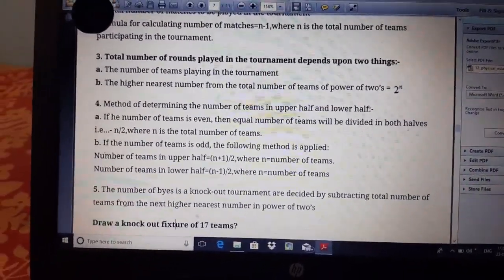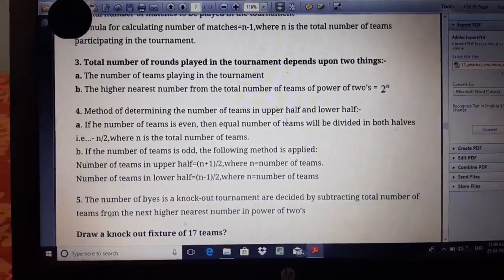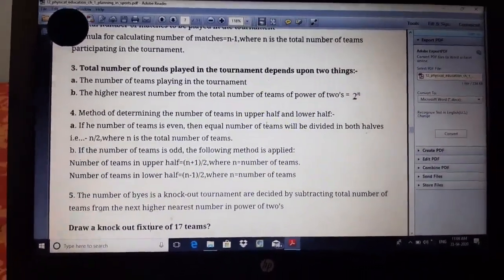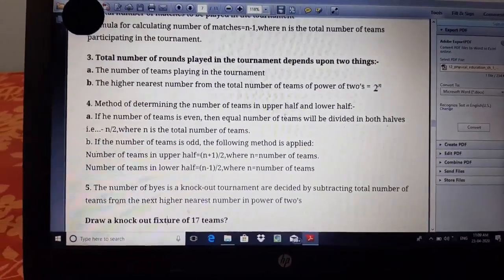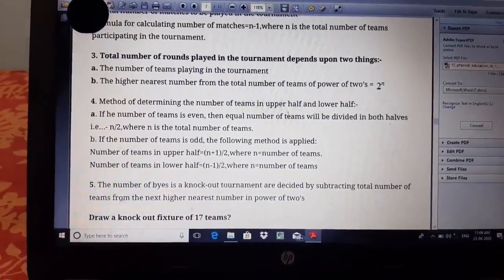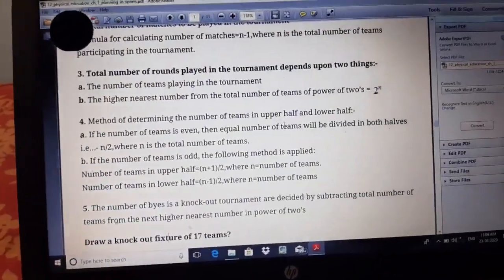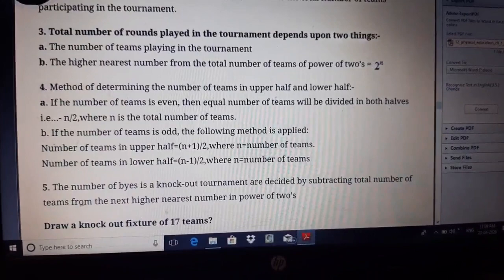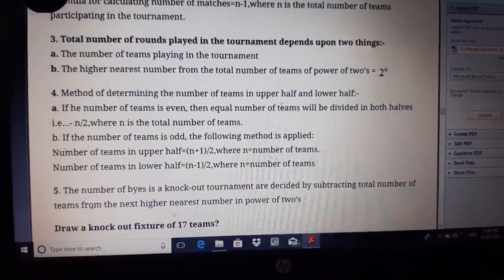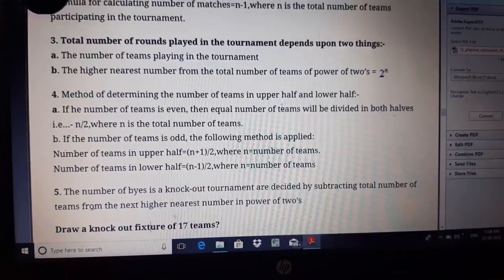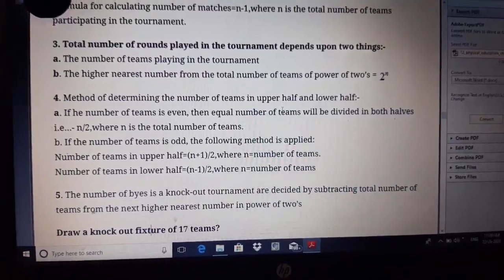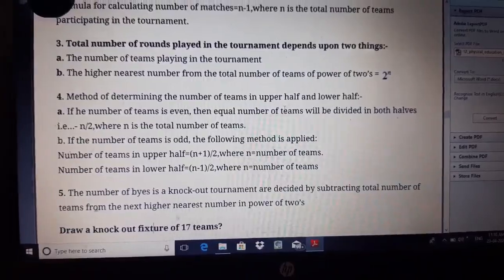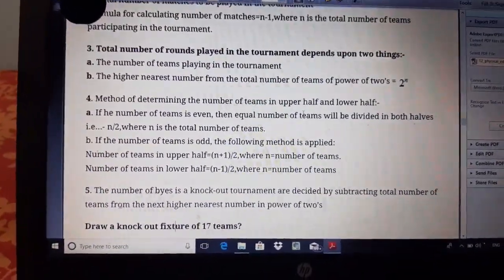So now the fifth point: the number of byes in a knockout tournament is decided by subtracting the total number of teams from the highest nearest number in power of 2. I have already explained this to you, students. For example, the number of teams is 11. The next highest number is 16. 16 minus 11 will give you 5. So 5 byes will be given. That is a very simple thing.